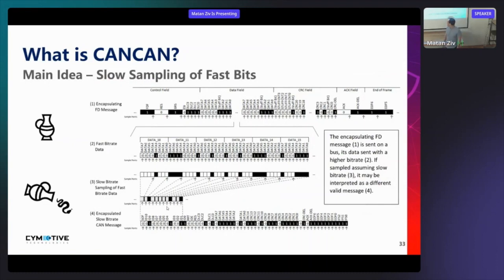When an FD message is sent, as we said, some of the bits are sent using the slow bitrate, but from the bit right after the BRS, bits are sent with a faster bitrate. Now, what happens if, when these faster bits are sent, a slow bitrate sampling for some reason starts? What happens if some slow bitrate sampler starts sampling in the middle of a sent message? Well, in this case, these fast sent bits may appear as other slow bits. And if these slow bits appear as a valid message, this means that this sampler, starting in the middle of a message, will actually see an encapsulated message instead of the sent message, the encapsulating message.